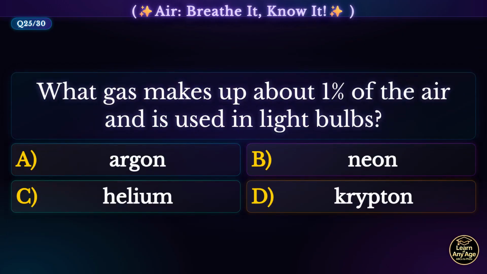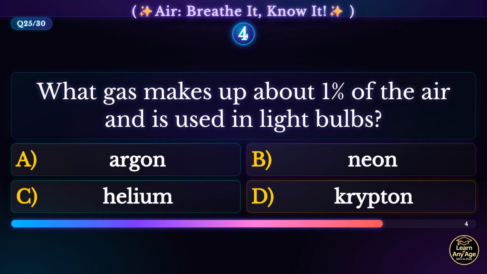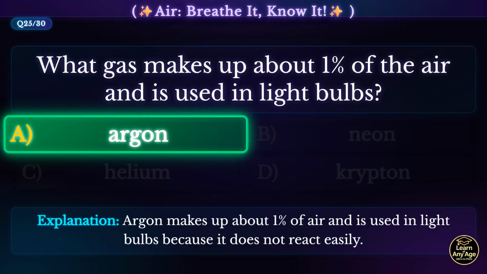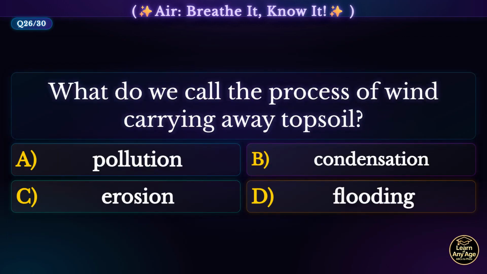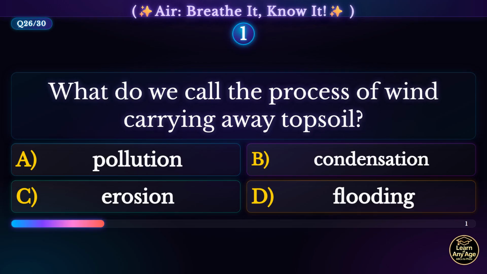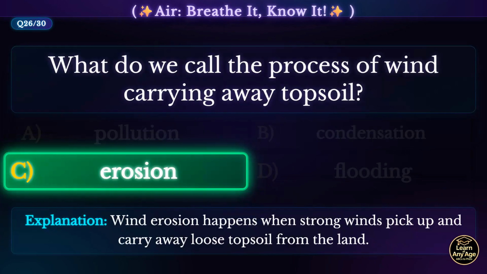What gas makes up about 1% of the air and is used in light bulbs? Argon. Argon makes up about 1% of air and is used in light bulbs because it does not react easily. What do we call the process of wind carrying away topsoil? Erosion. Wind erosion happens when strong winds pick up and carry away loose topsoil from the land.